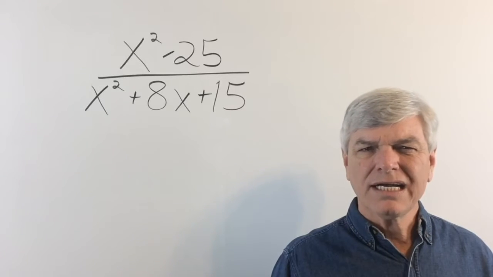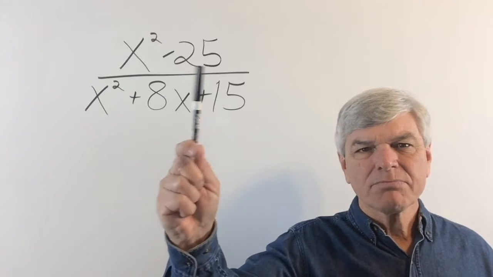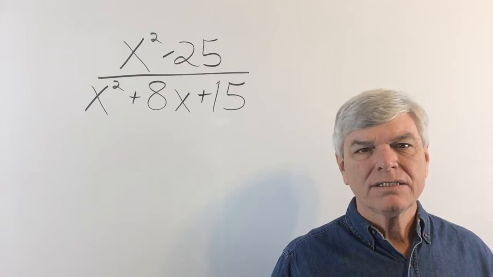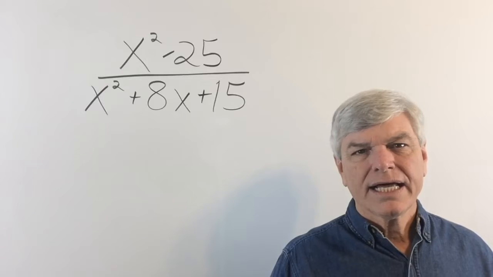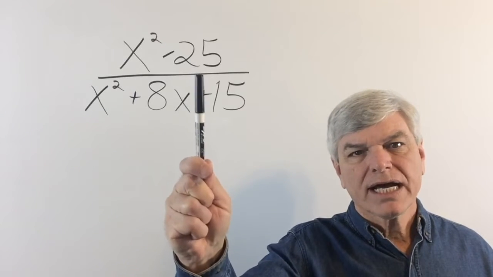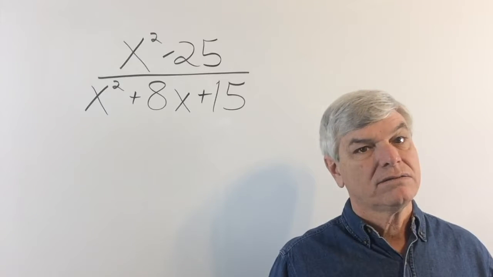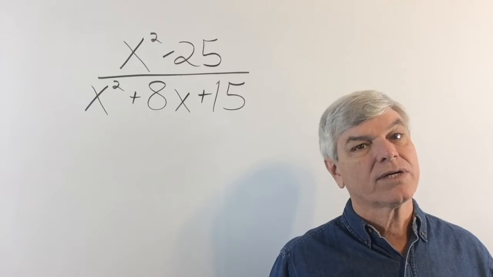Anyways, we went through sign, number, and variable. There was nothing there. Can we factor this polynomial up here? Well, what do you think? That looks like the difference of squares. We got a square here, and we got a square there. 25 is a square, right? You better know that. You better know your squares.